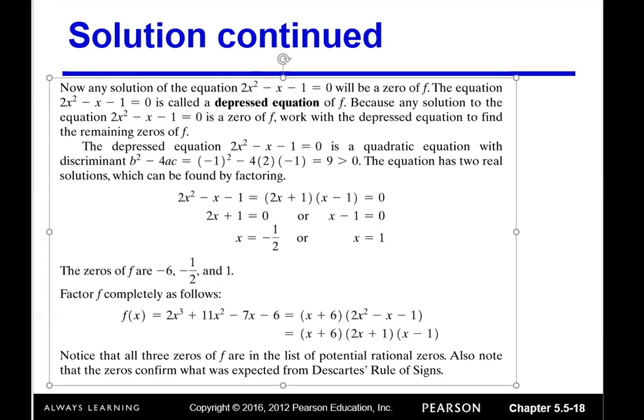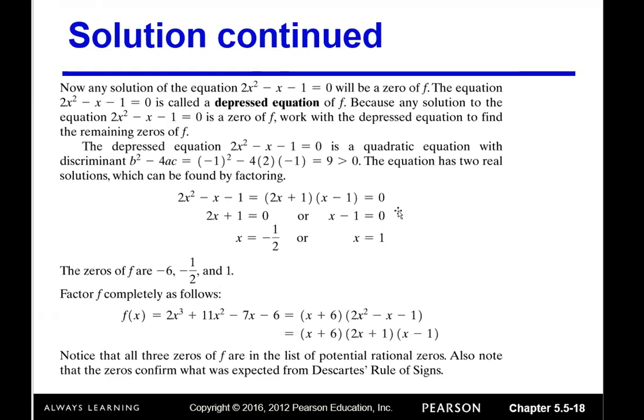Because any solution to that equation will be a 0. If you're lucky, it'll factor. If you're not, you might have to do the quadratic formula, but this one did factor. They took this 2x squared minus x minus 1, and it factored to be these two factors. So they found the other two zeros. X would be -1/2, and this one right here, x would be a 1.